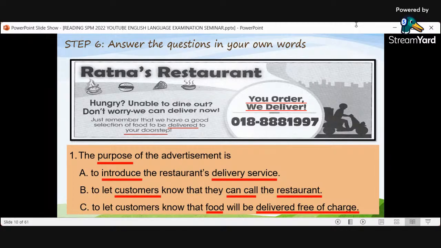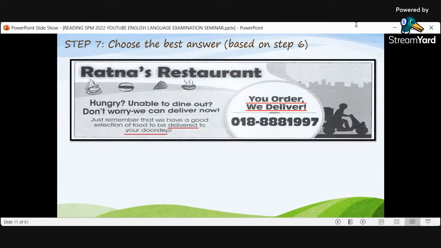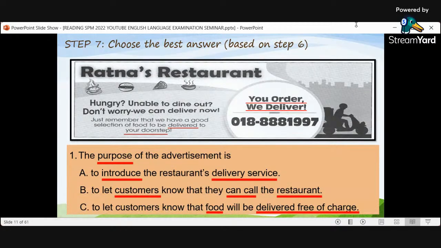So I feel that it is to inform anyone who is looking at the advertisement that they can have food sent to the home. That's my answer, because doorstep is my home. So from there, I already answered the question in my own words. Then I look at the options and see which one would be the best. So for me, answer C would be the best, because it says food delivered free of charge.